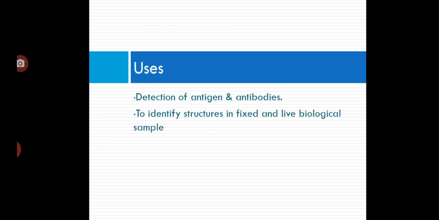The uses of the fluorescent microscope include the detection of antigens and antibodies. It is also used to identify structures in fixed and live biological samples.